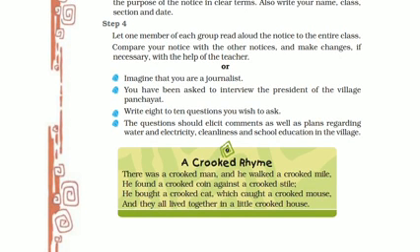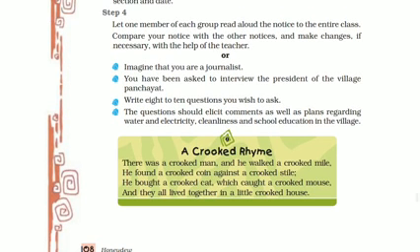So here one crooked rhyme is there. Let's read and enjoy the rhyme. There was a crooked man and he walked a crooked mile. He found a crooked coin against a crooked stile. He bought a crooked cat which caught a crooked mouse, and they all lived together in a little crooked house. So it's a very interesting poem, isn't it?